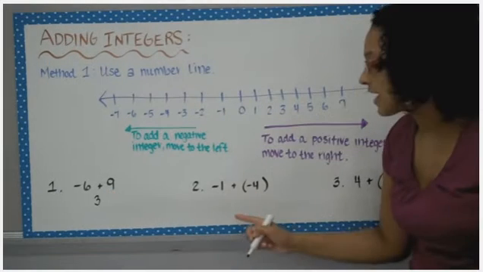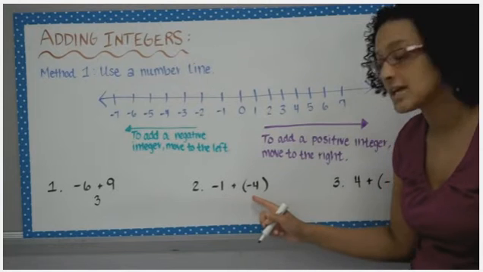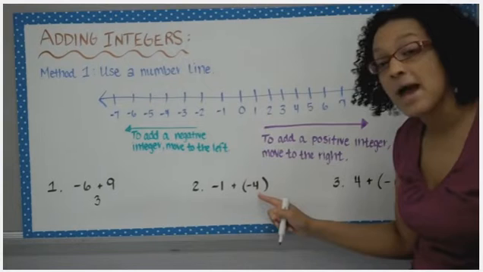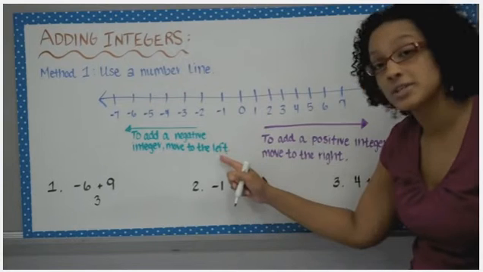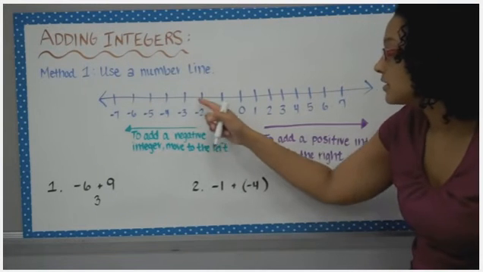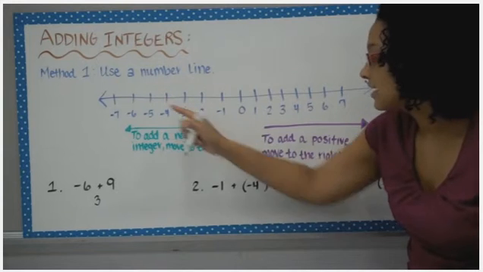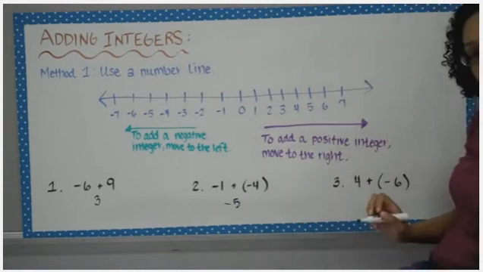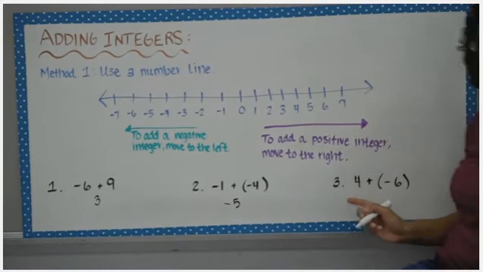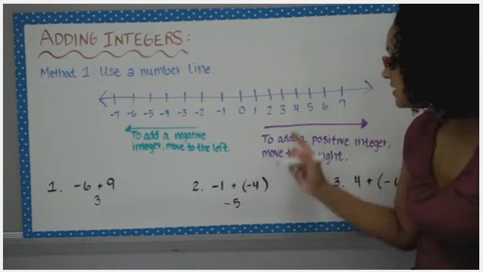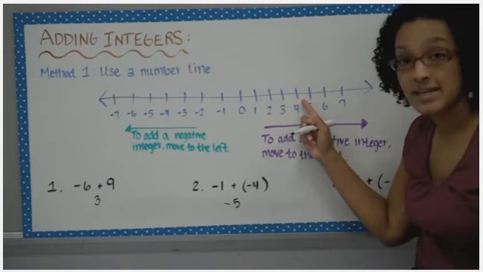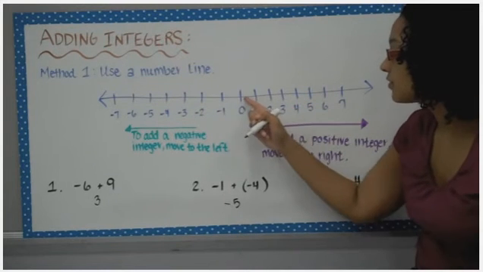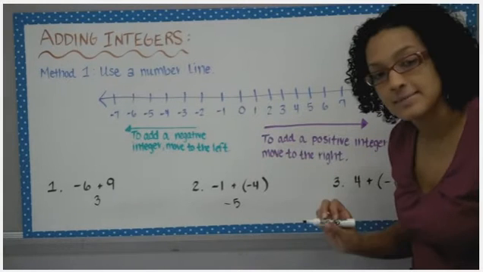Let's try this one. We've got negative 1 plus a negative 4. So I start at negative 1. I'm adding a negative number, so I'm going to go to the left. 1, 2, 3, 4. I end up at negative 5. And my last example is 4 plus negative 6. So I start at 4. I'm adding a negative number, so I go to the left. 1, 2, 3, 4, 5, 6. And I end up at negative 2.